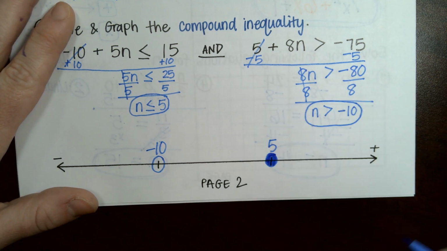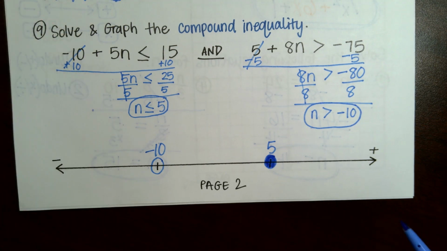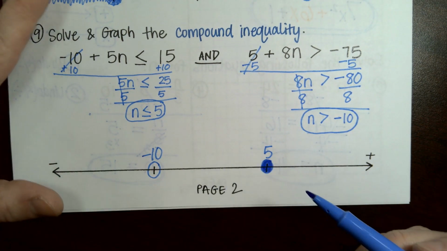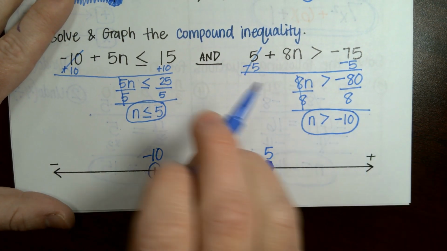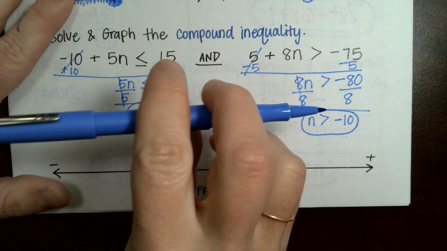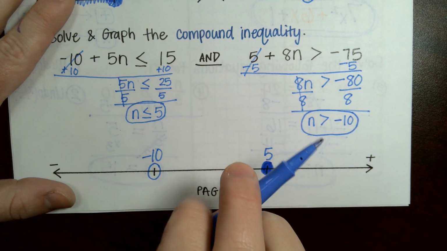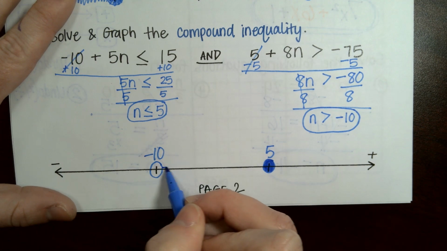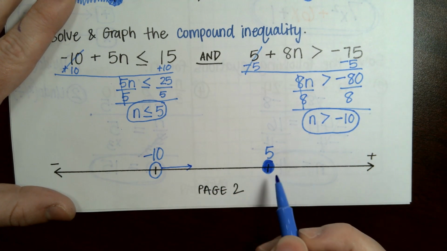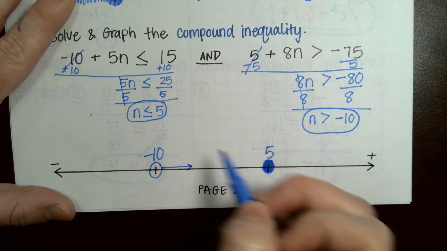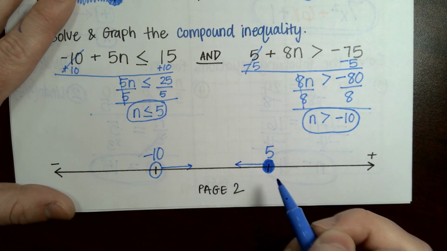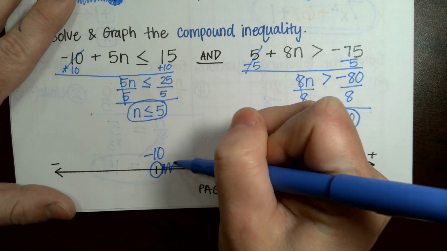Good. Okay, now we need to decide where to shade. In the middle. So if we want to double check and make sure we know why we're shading in the middle, when I look at my inequality with negative 10, it says n is greater than negative 10, so I would shade to the right. N is less than or equal to 5, so I shade to the left, and those arrows are pointing to each other, so we shade in the middle.